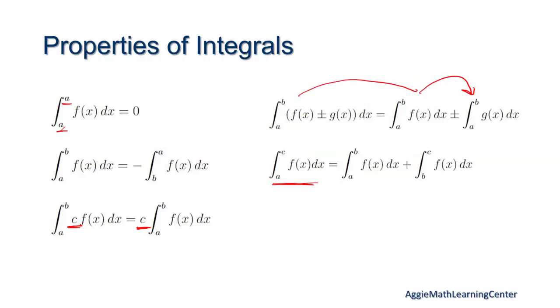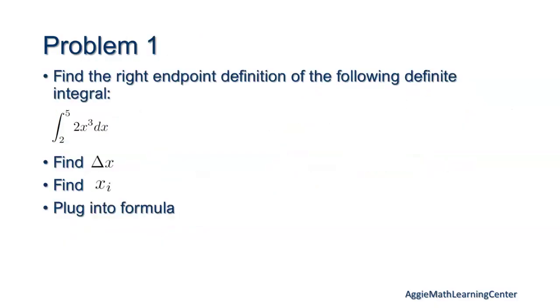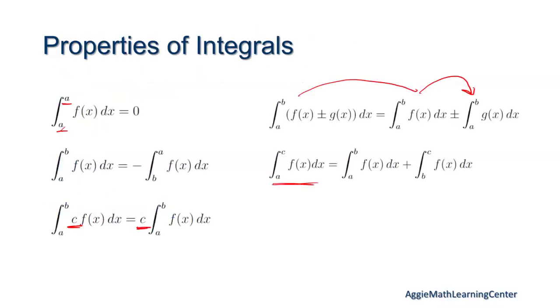Okay, let's move on. Let's do the first problem. Find the right endpoint definition of the following definite integral. Okay, wait, I'm going to write it over here. And then inside, I have f of x sub i. Am I missing anything? Times the delta x. Oh yeah, delta x.